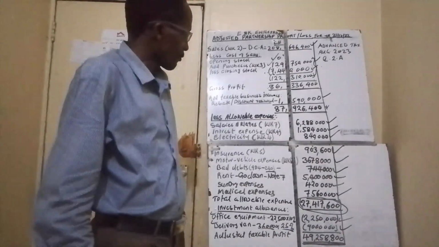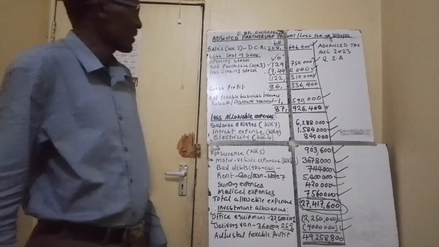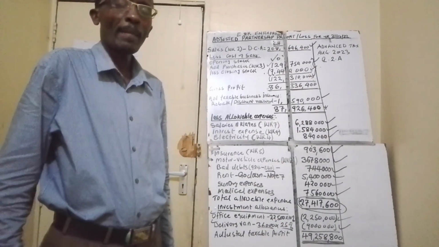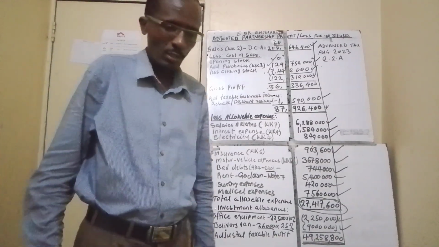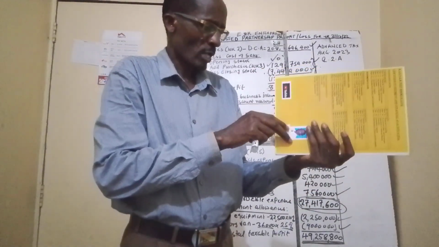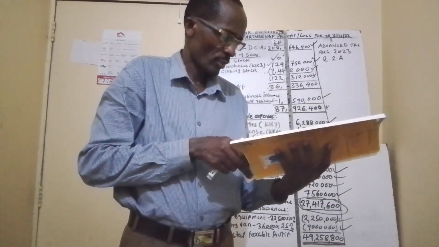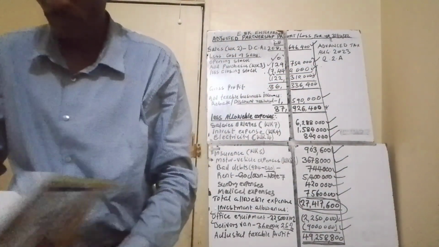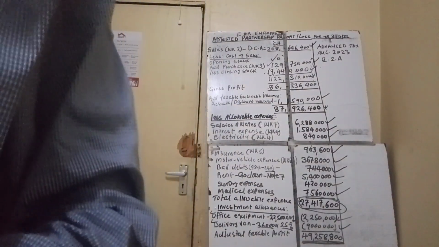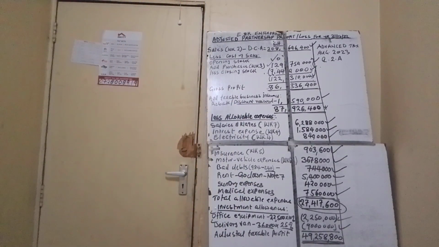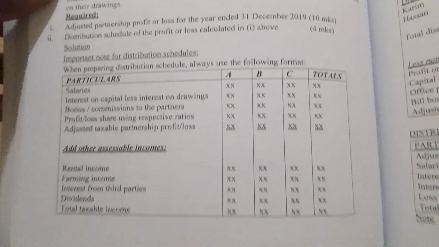Now the other thing out of that: once you have gotten that, the last step is to prepare the partnership distribution schedule. I had shown you earlier the format for the distribution schedule. I can remind you once again the format, because that is the last part that I want to prepare.